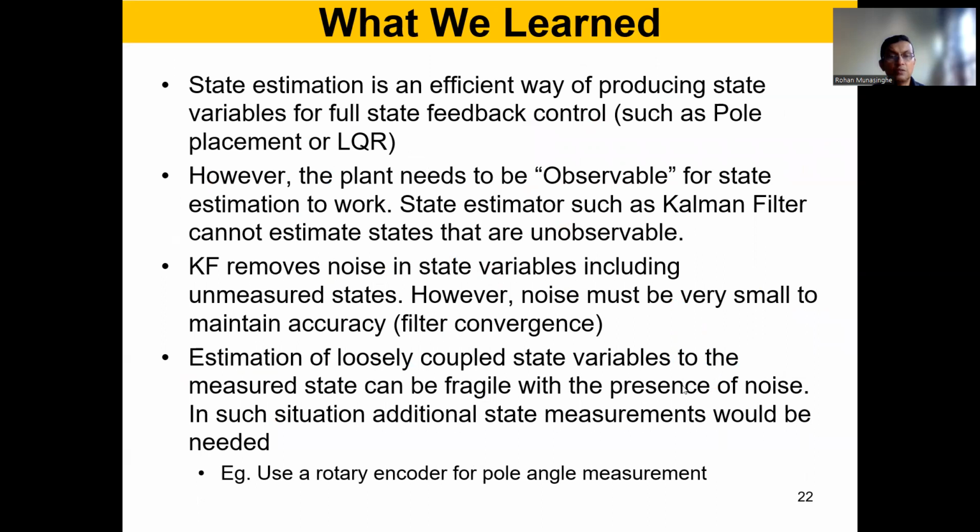Right. So what we learned here is that state estimation is an efficient way of producing state variables for full state feedback control, such as pole placement or LQR, right? So you have the controller, just a matter of estimating the state variables. However, the plant needs to be observable. If the plant is not observable, you can't do this, okay? So you have to check the observability first.